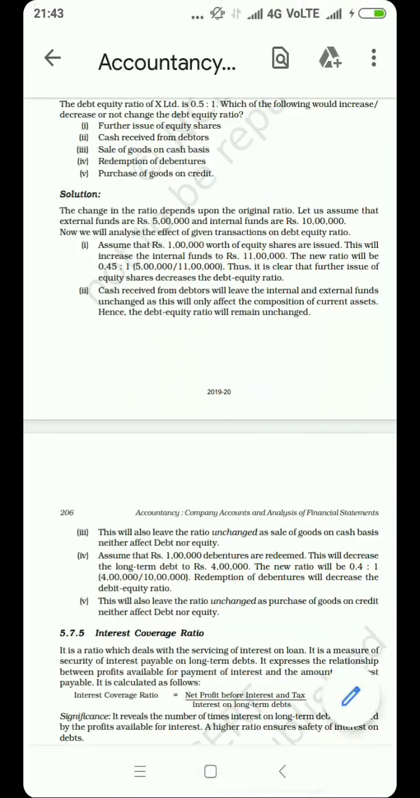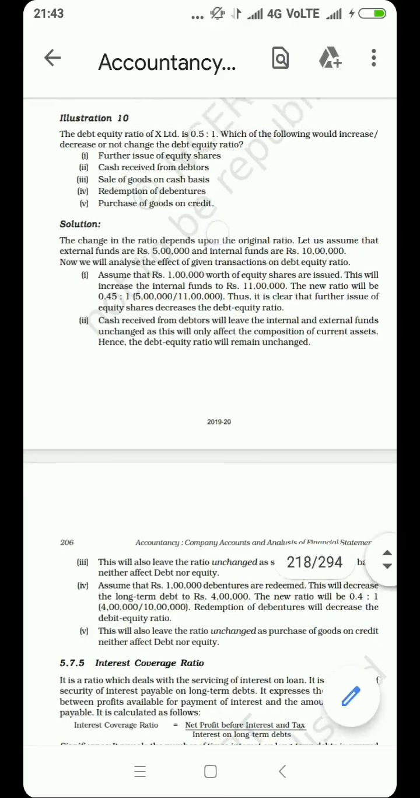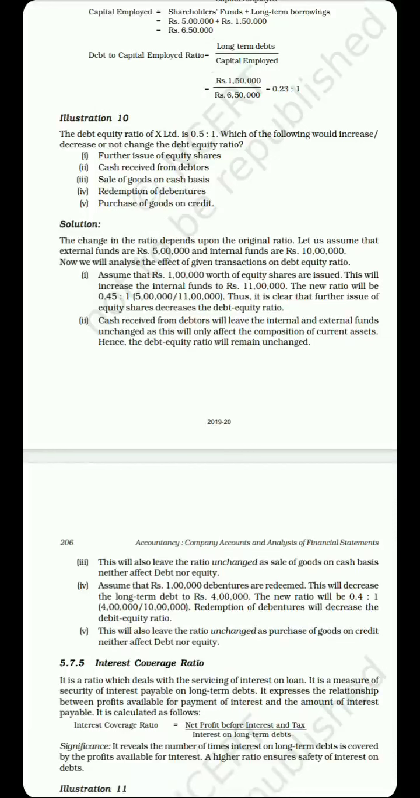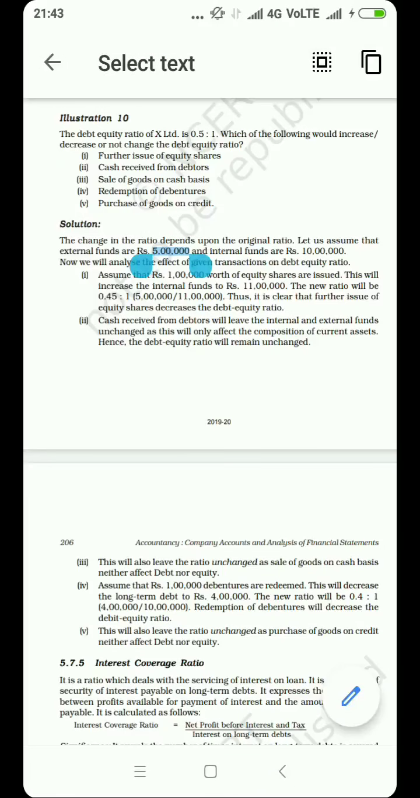Fourth one, redemption of debentures. Redemption means repayment and debentures are non-current liabilities, that is debt component. When debentures are repaid, cash goes out and debentures also get reduced. So when debentures get reduced, the debt, that is this 5 lakhs, will get reduced. Numerator gets reduced. When numerator reduces, the ratio will decrease.